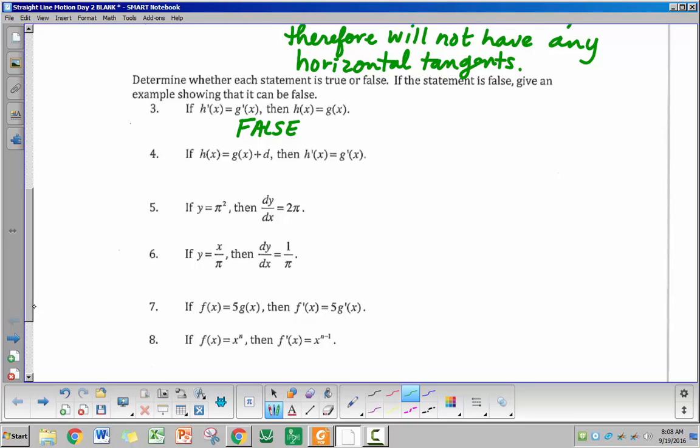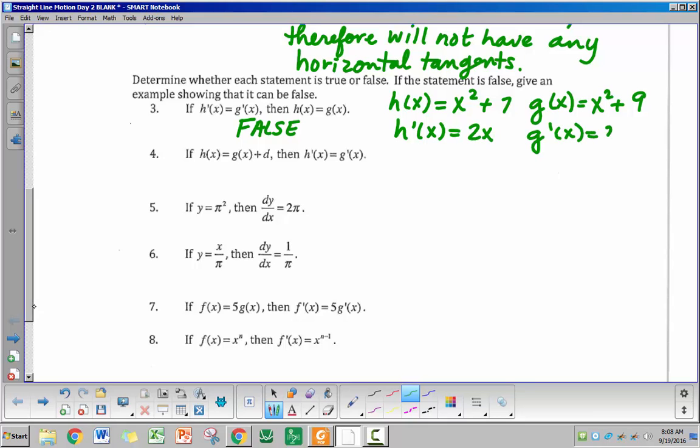So let's do an example here. We'll say that h of x is equal to x squared plus 7, and let's say that g of x is equal to x squared plus 9. Are their derivatives equal? Let's see. h prime of x is equal to 2x, and g prime of x is equal to 2x. But h is not equal to g. Their derivatives are equal, so you're right, that's false.